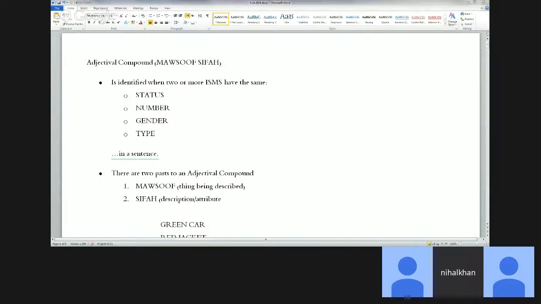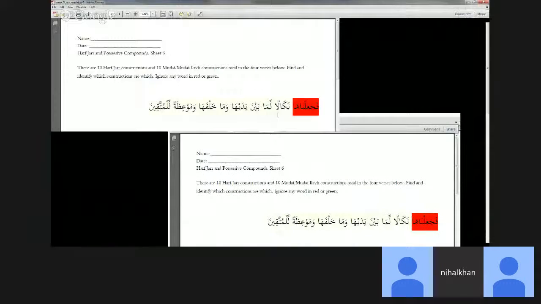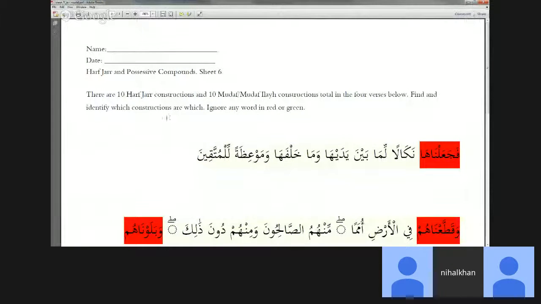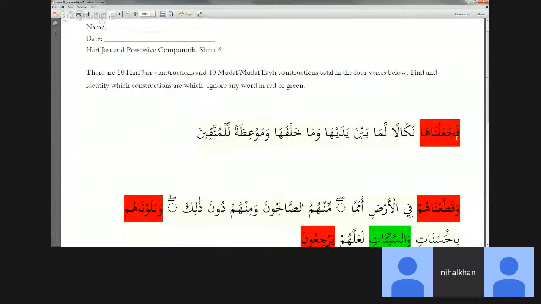Okay. Let's go through the homework that we had on this Sunday, I believe. Sheet 5, Jar and Mudaf. Let's take a look at that. There are 10 harf jar constructions and 10 mudaf ilayh constructions total in the 4 verses below. Find and identify which constructions are which. Ignore any word in red or green. So let's look at this.